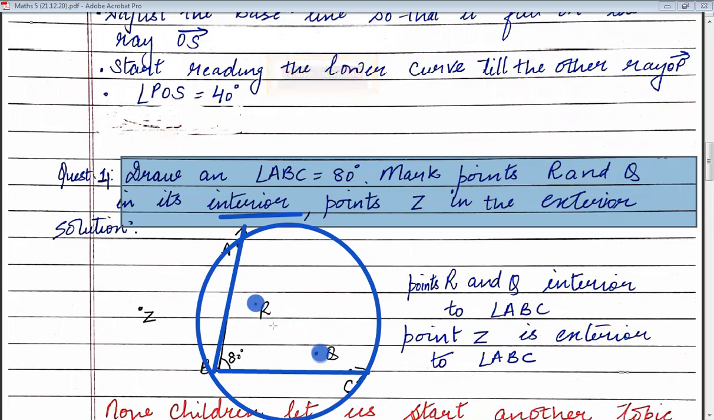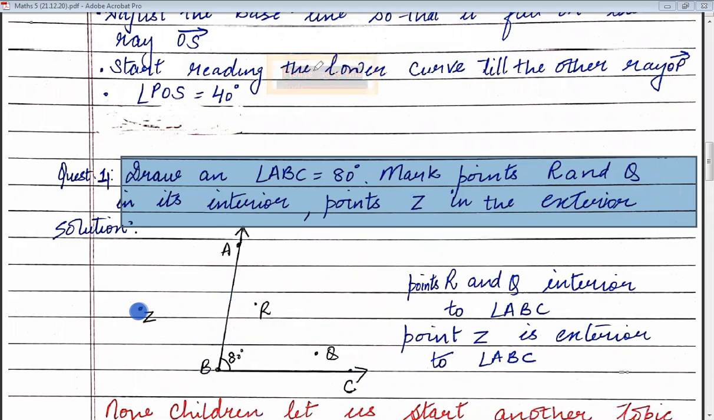So point R and point Q are interior, and now according to the question you have to show point Z exterior to it. Exterior means outside. So now children, you can mark anywhere. I have marked point Z here. You can mark point Z here also, even here also. Both are correct. Is it clear? Exterior means outside the angle. Okay, is it clear, students?